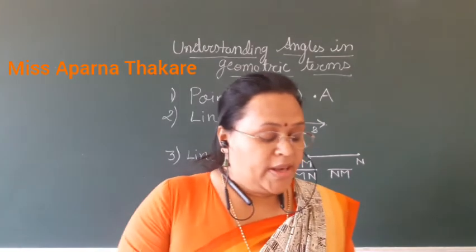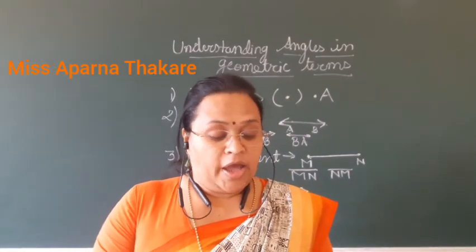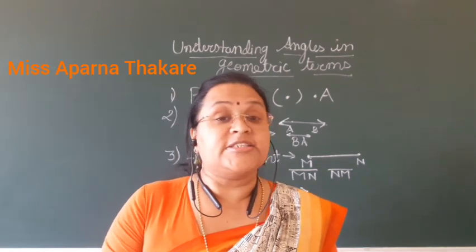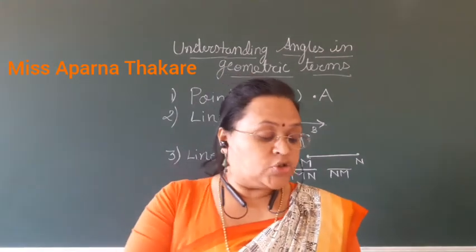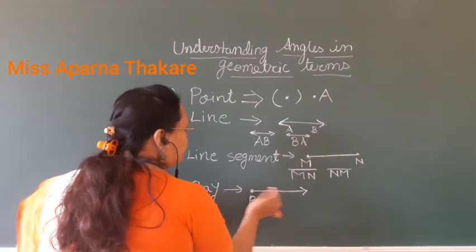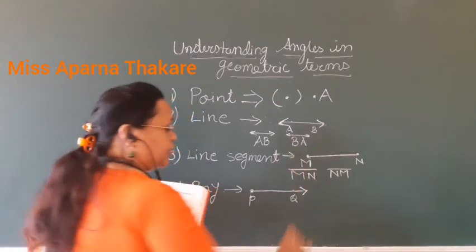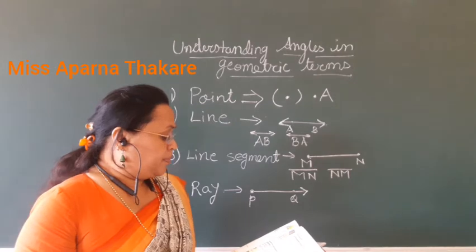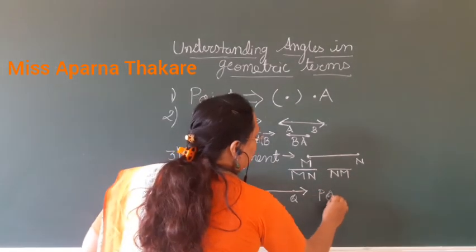We name a ray beginning with the starting point and any other point on it. The symbol of a ray is an arrow. So the starting point is given as P, and we take one more location, Q. Okay. So ray PQ is written as PQ with an arrow on top.